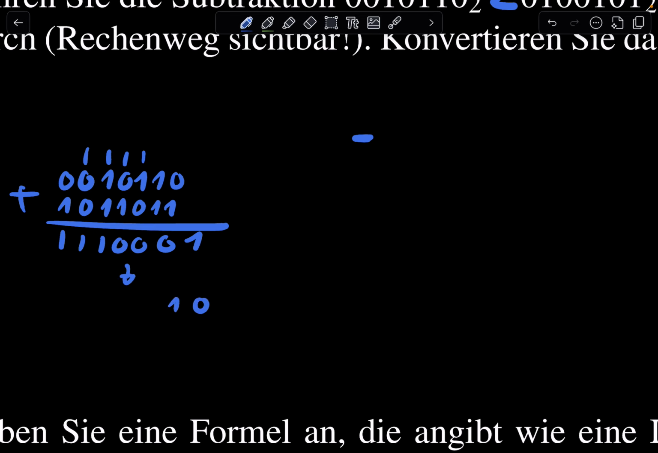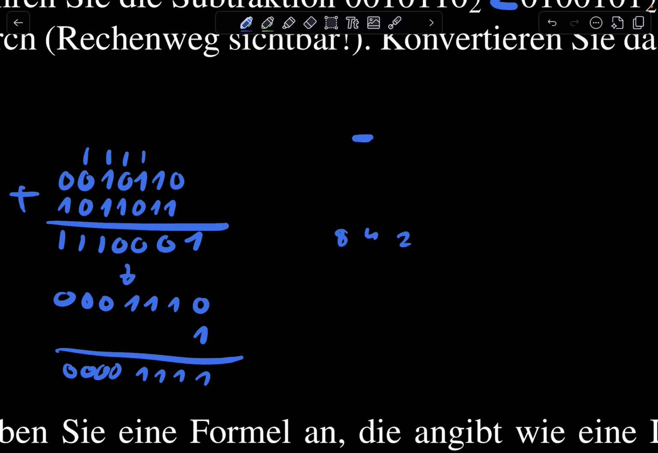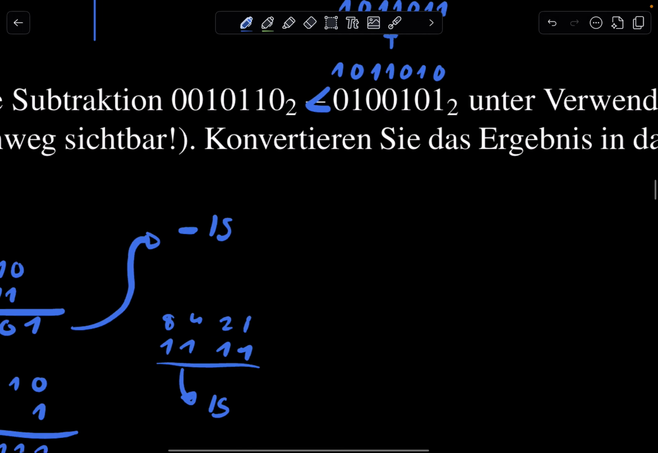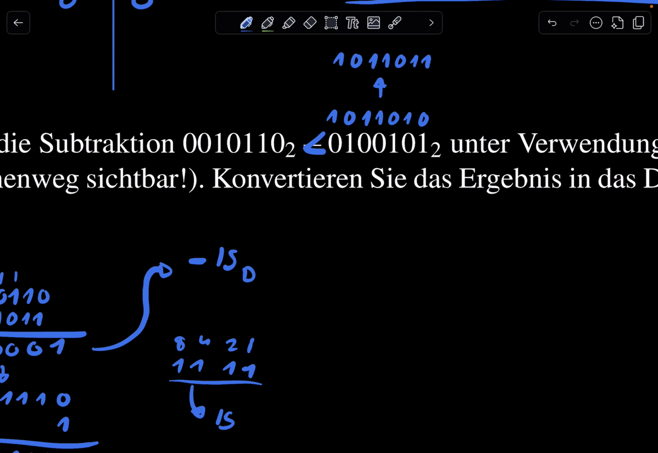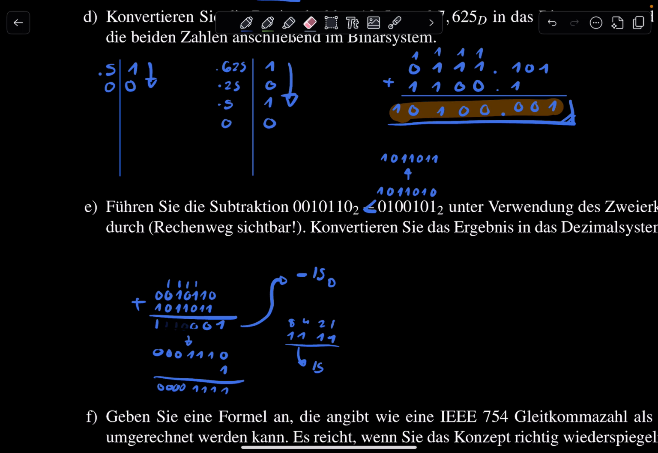So it's going to be 0, 1, 1, 1, 0, 0, 0, add a 1, 0, 0, 0, 0, and 1, 1, 1, 1, and 8, 4, 2, 1, 1, 1, 1, 1. This is going to be 1 plus 2 plus 4 plus 8, which is going to be 15. So this is going to be 15. So our last value is going to be minus 15 in decimal. This is D. Right? So we can just write this as so.